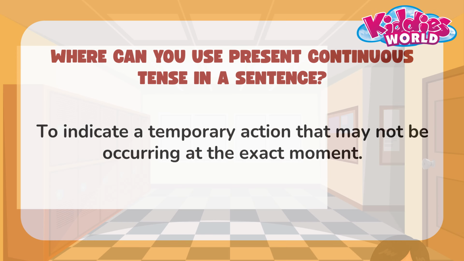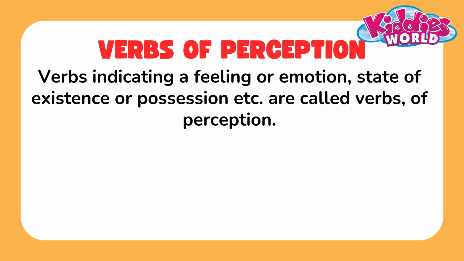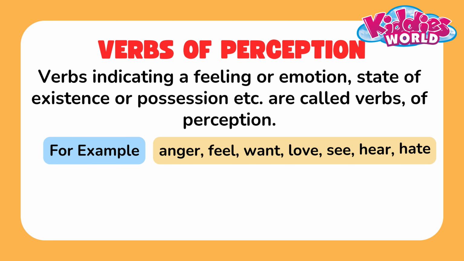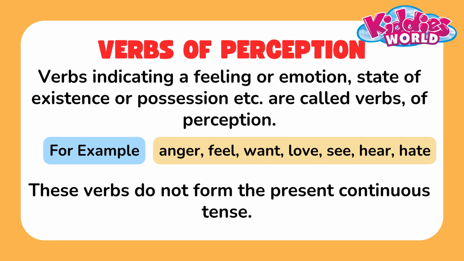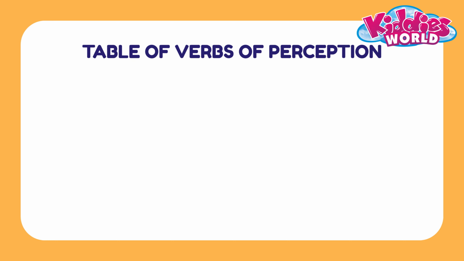Verbs of perception. Verbs indicating a feeling or emotion, state of existence or possession, etc. are called verbs of perception. Check the example. These verbs do not form the present continuous tense. Let us look at some examples. Check the given table of verbs of perception and what they are used to denote.